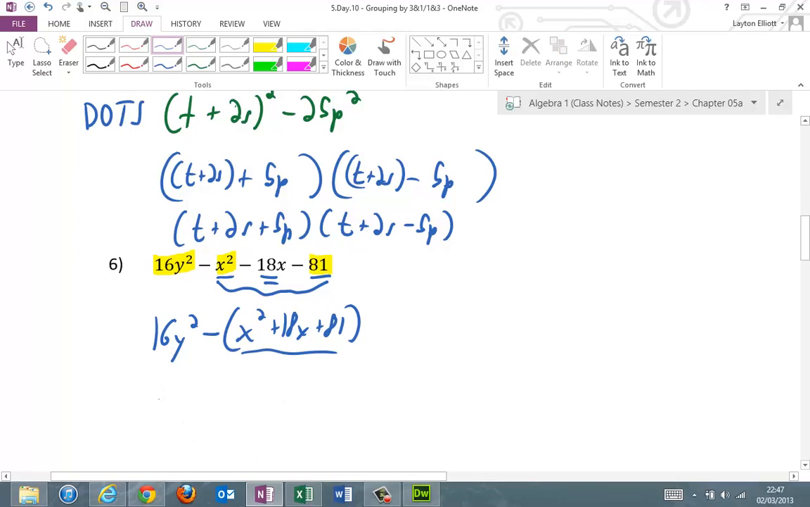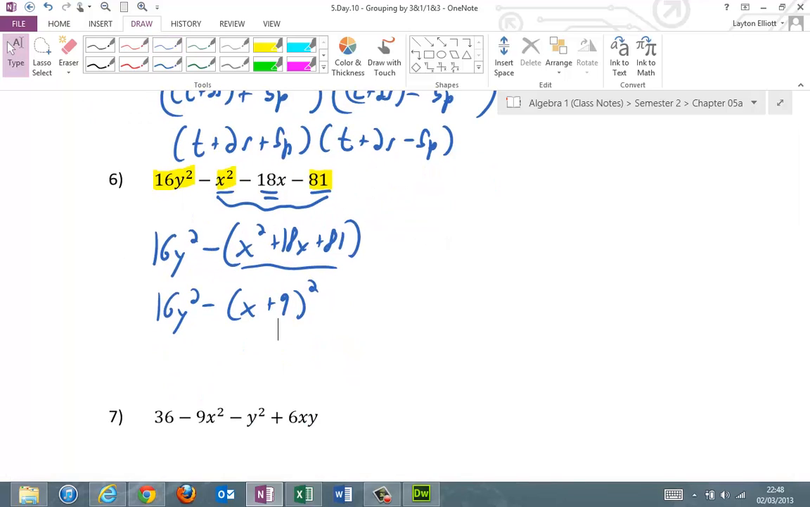Next, I'm going to factor this as a trinomial, or a perfect square trinomial. I'm going to make it a binomial squared. That would have to be x plus 9, because x times 9 is 9x, times 2 is 18x, and that gives us the middle term.